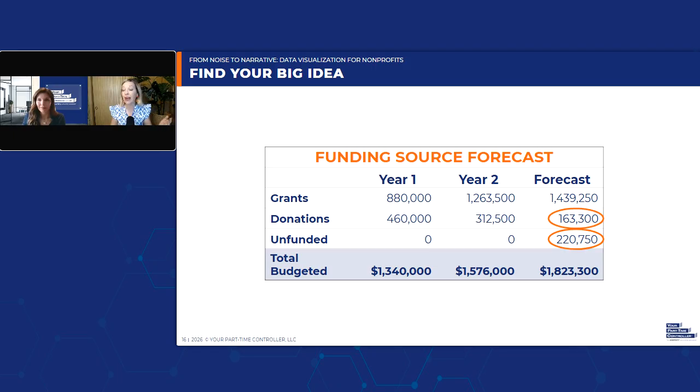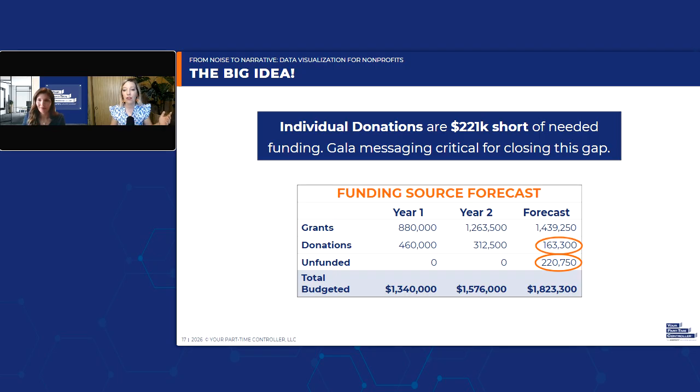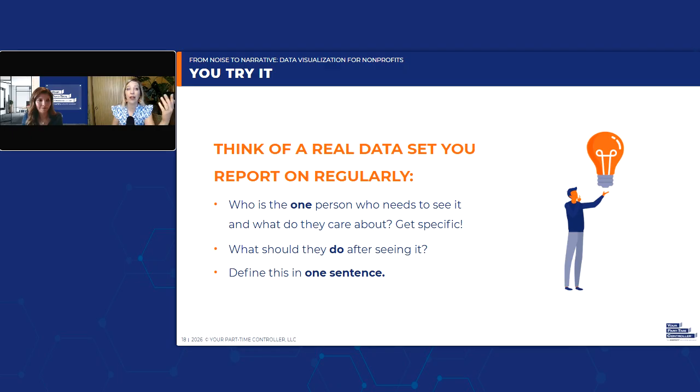So I want you right now to go and maybe take a shot at it. But we came up with an example for you to see. Maybe Jane needs something like this: Individual donations are $221,000 short of needed funding. Gala messaging is critical for closing this gap. Short, to the point. We know Jane is a fast communicator. She's busy, and we get her right to the point. She needs to raise $221,000. She's got to use the gala to do it. That's an example of how you would write a story for that.